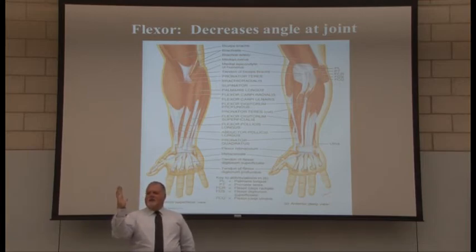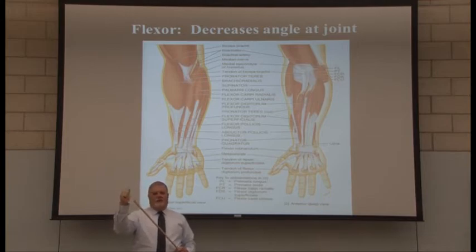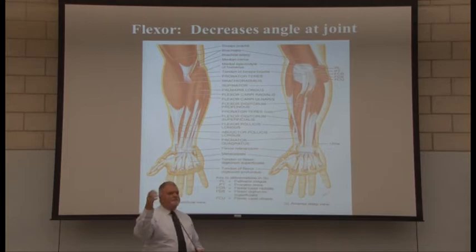And you have to have two digitorums because you want to be able to flex the fingers at this joint, but you also want to be able to flex the fingers at these joints. So you have to have two different muscles, one that flexes like this, the other one that flexes these, so that we can actually make a fist. Okay.